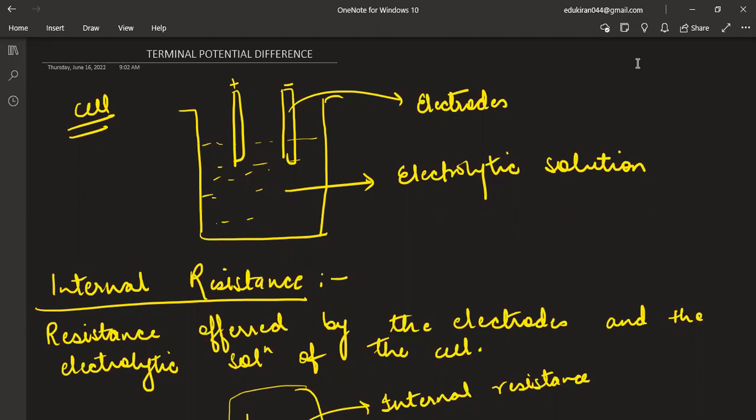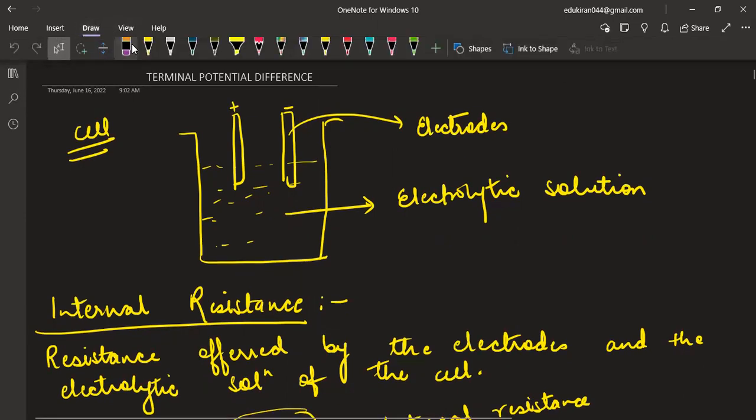Now see, you have three very small topics left: internal resistance, EMF, and terminal potential difference. A cell has electrodes, and the electrodes are dipped into an electrolytic solution. When the current flows, the ions and electrons in this electrolytic solution, and the electrodes dipped into it, all offer resistance, and this occurs inside the cell.